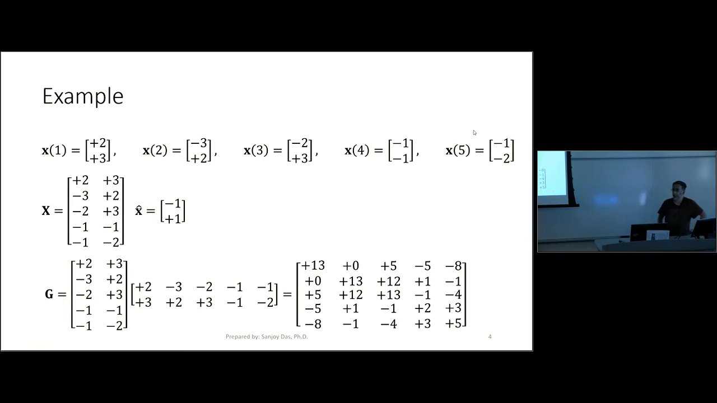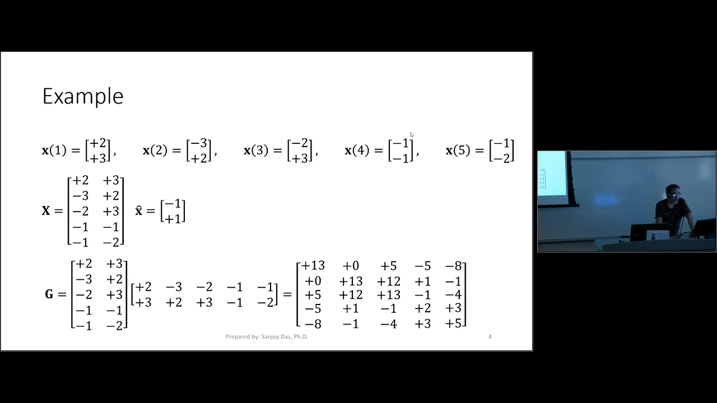So I have 5 samples here. Each sample is 2-dimensional. So this is my data matrix. Each row is a sample point, right? How many sample points do I have? 5. And what is D, the dimension of each sample point? 2. Correct? So this is a 5 by 2, N by D matrix: 2, 3, then negative 3, 2, negative 2, 3, negative 1, and then negative 1, negative 2.